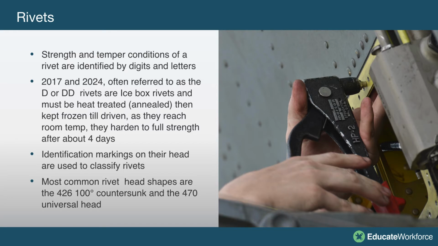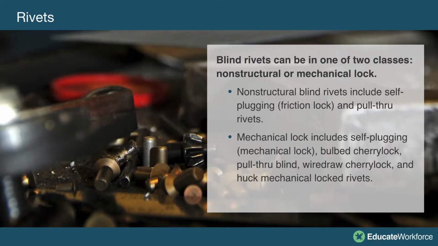Blind rivets can be divided into two classifications, non-structural and mechanical lock. The non-structural blind rivets are going to include self-plugging rivets, which have a friction lock, and pull-through rivets. The problem with the non-structural rivet is there's nothing there to hold the pin. Once you pull it and snap it off, that pin over time can vibrate loose, which is going to reduce the strength of the rivet.